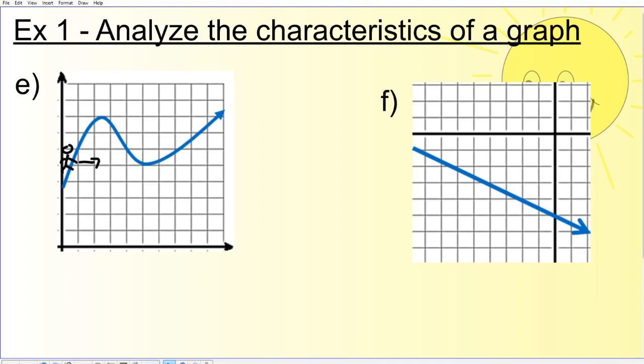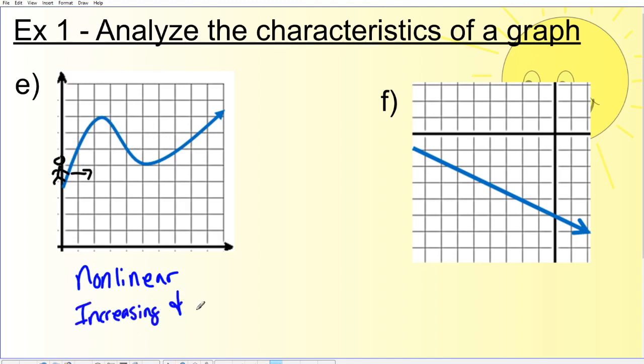Okay. So, letter E, we have nonlinear, because, well, it's not a straight line, I don't think, anywhere on here. And it's both increasing and decreasing, because there's parts over here where he's going up, there's parts that are going down, parts where you're going back up, so it's a little bit different everywhere.